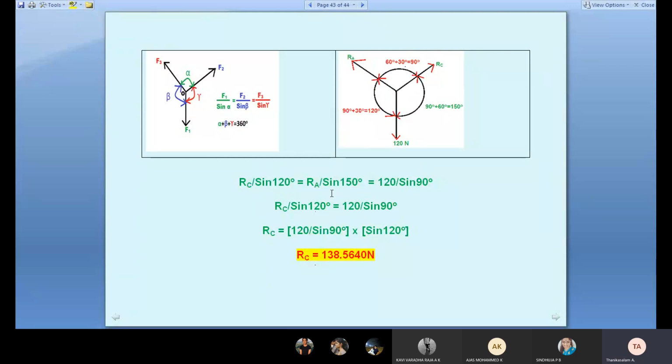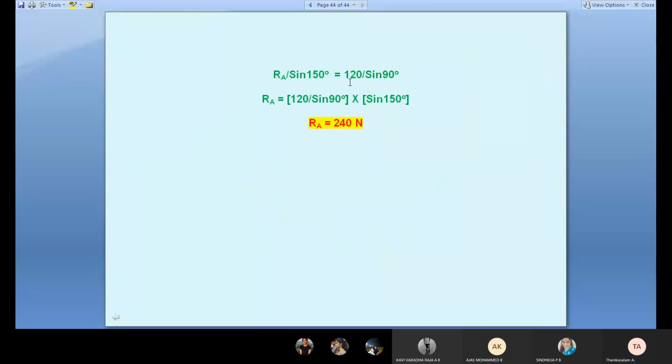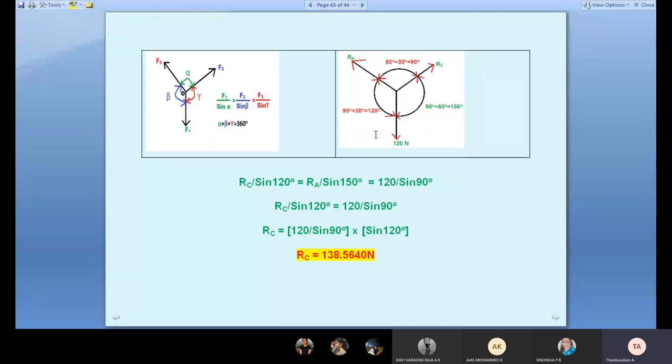Similarly, equating the second and last, RA divided by sine 150 equals 120 divided by sine 90. Therefore, RA equals, RA means reaction. So we got RC and RA.